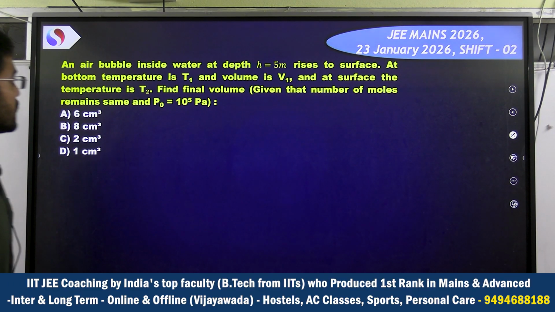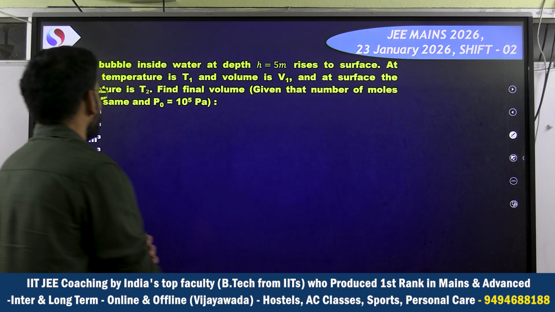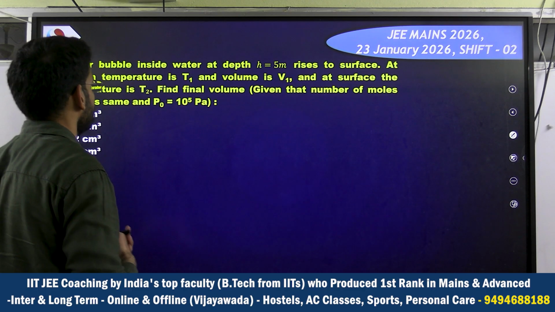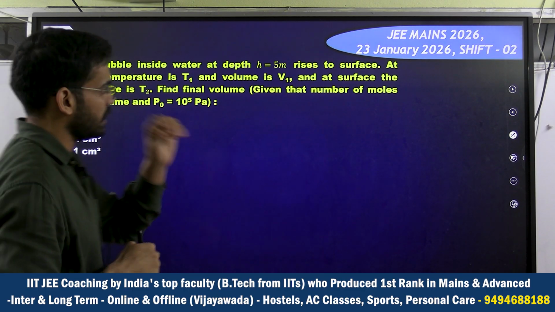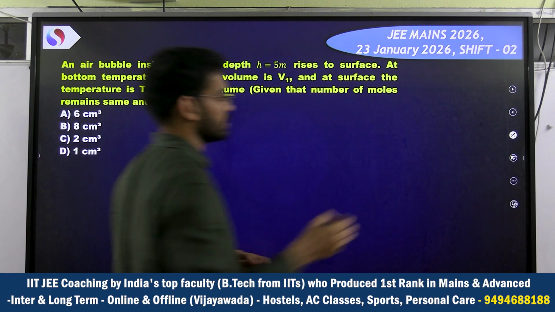An air bubble inside water at depth h equal to 5 meter rises to the surface. At the bottom the temperature is T1 and volume is V1, and at the surface the temperature is T2. Find the final volume. Here everything is in variables only, but I will give you a basic understanding of the question, how we will approach it.